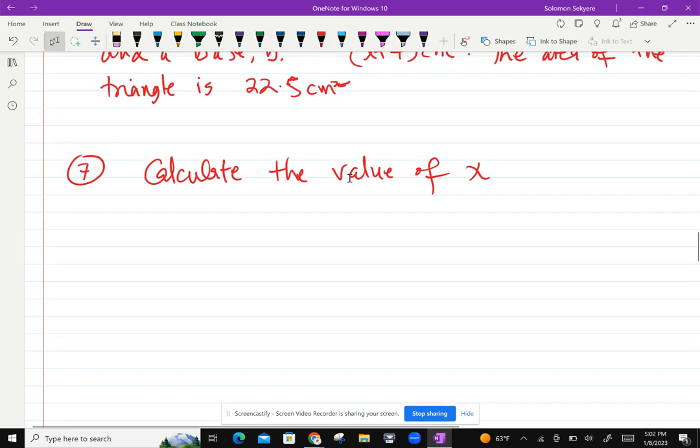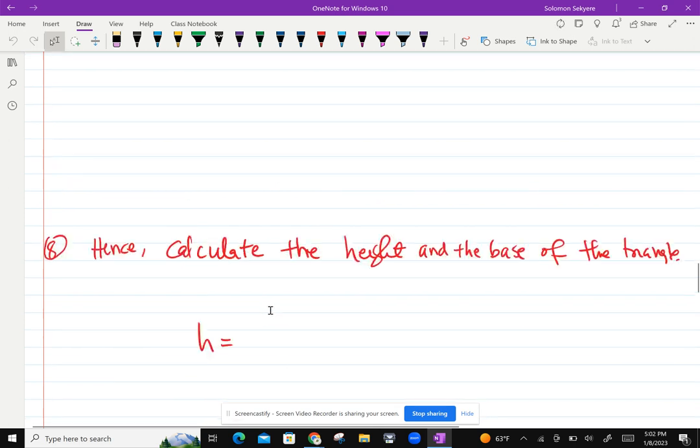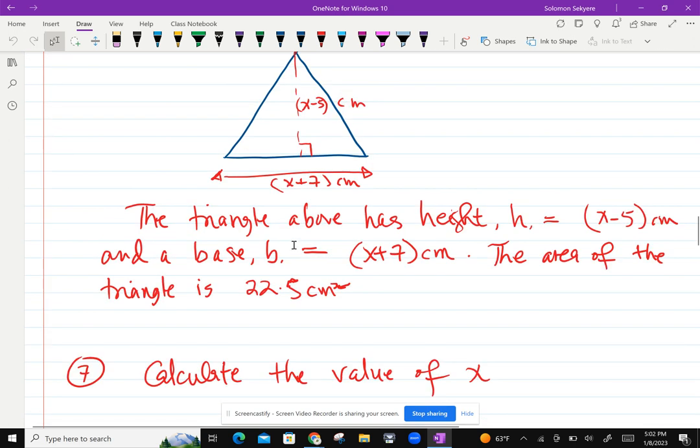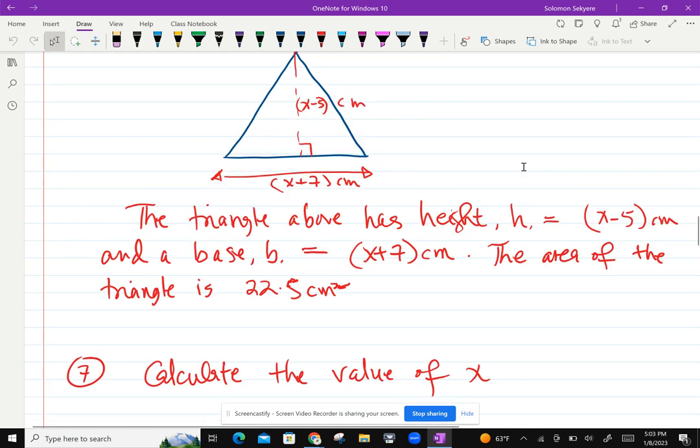And then once you know the value of x, you are asked to calculate the height and then the base, the actual. Okay, so you see the height and the base are given in terms of x. So we need to find x first. Once we know x, then we can calculate the actual dimensions in centimeters. Okay, so that's the question. Just take a look at it.